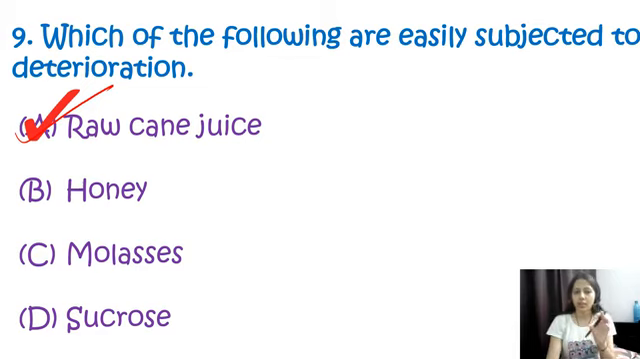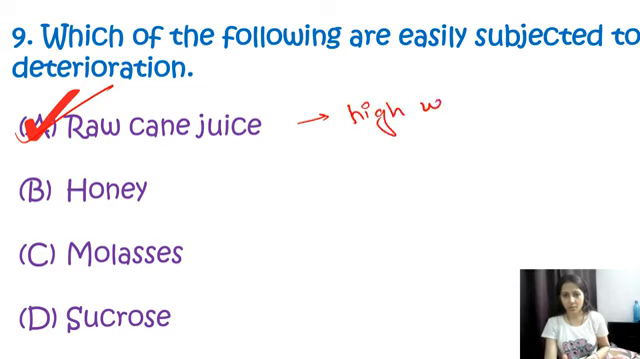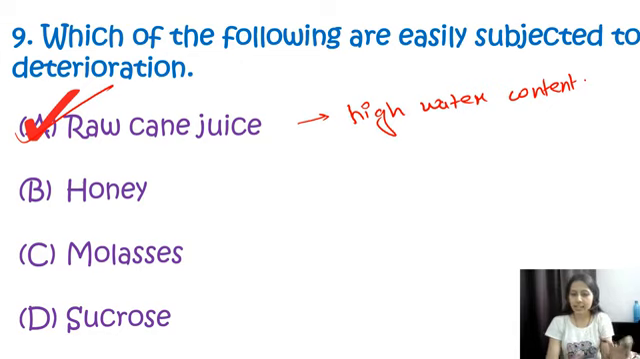Now why raw cane sugar? Actually this is highly perishable, first of all due to the high water content, and due to the presence of natural sugars, which provides it an excellent medium for the growth of microorganisms such as bacteria, yeasts or molds to grow in it and spoil this product. Even it can spoil quickly, often within an hour. So over here my correct option is A.